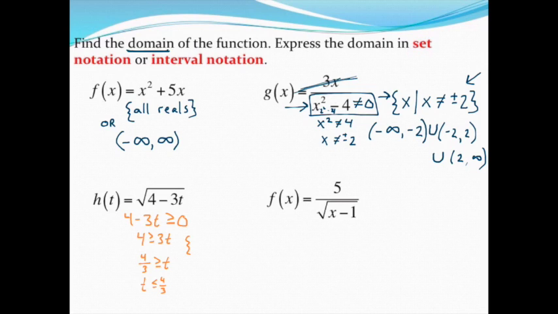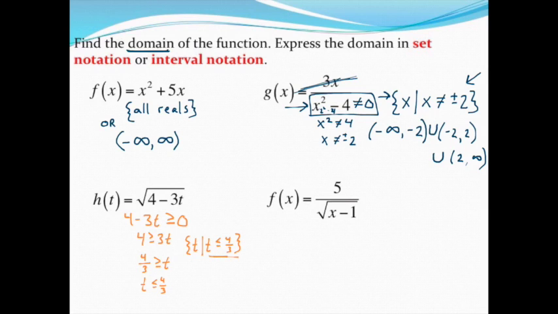So set notation uses the brackets. Usually I start with x, but I'm actually going to use t this time because that's the variable they gave me, although that's not a huge deal. So t such that, vertical line, and then write your rule. t has to be less than or equal to 4/3. If I plug in anything bigger than 4/3, I'd end up taking a square root of something negative, and I can't do that. Let's talk about interval notation.